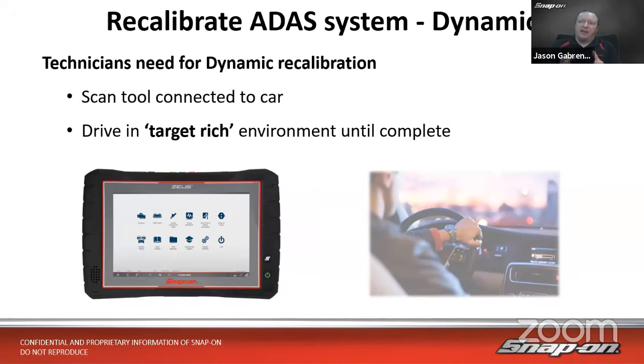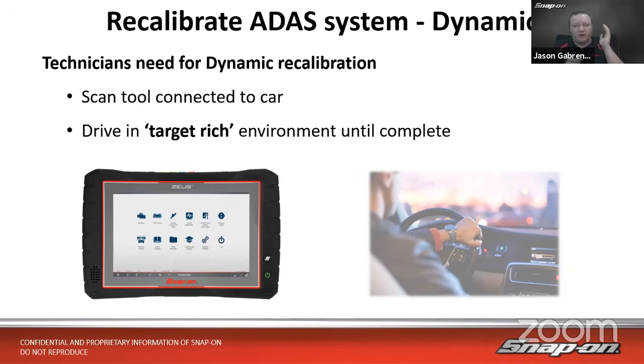What do I need for a dynamic recalibration? Well, once again, you need that scan tool with the proper coverage and drive in what we call a target-rich environment until it completes and follow the instructions from the manufacturer. What I mean by a target-rich environment would be other objects that vehicle can measure. So other vehicles on the road, perhaps some buildings, good lane markers, that sort of thing. We want to have a good amount of targets for it to measure.